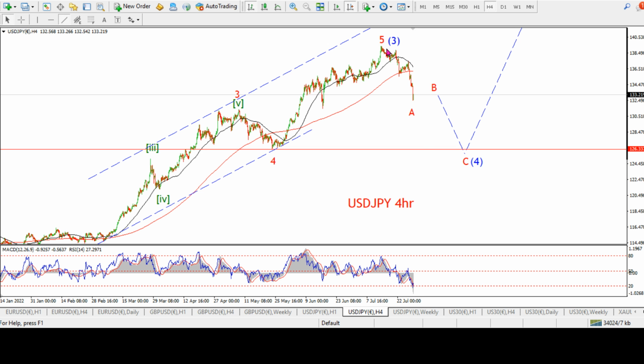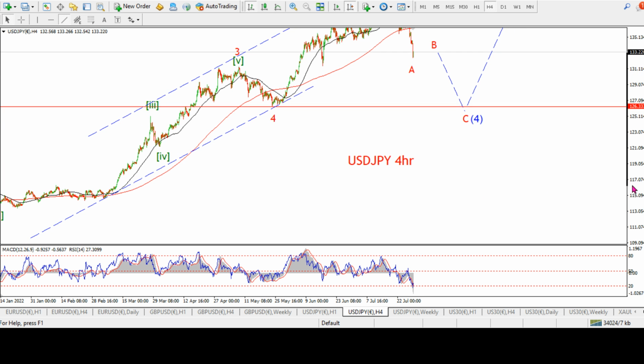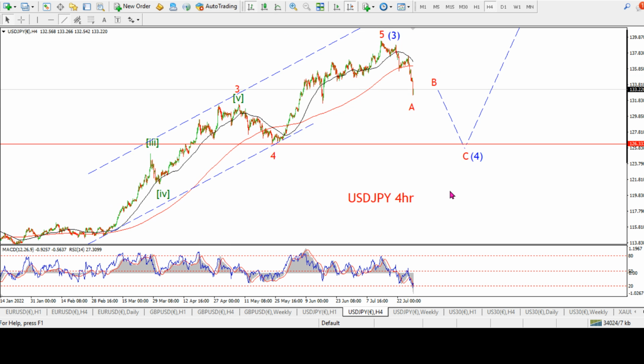So we'll see. At the moment, I'm going for 3 waves down in wave A, 3 up in B, and then 5 down in C. My more preferred target would be down around 117 for wave 4, but I'm willing to look at this 126 level initially. If we get 5 waves down and we hit 126, that will bring wave A down here, and we'll look at the lower target for wave 4. But for the moment, I'm being conservative.